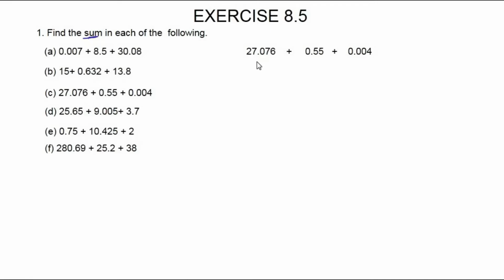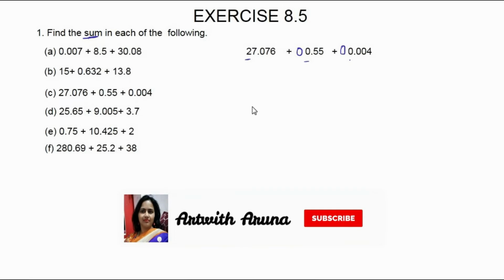Here is our third question. 27.076 plus 0.55 plus 0.004. Here you can see that we have 2 digits before the decimal point. Here we have 1 digit, and here also we have 1 digit. So we need to add a 0 here to make 2 digits. Here also we need to add a 0.